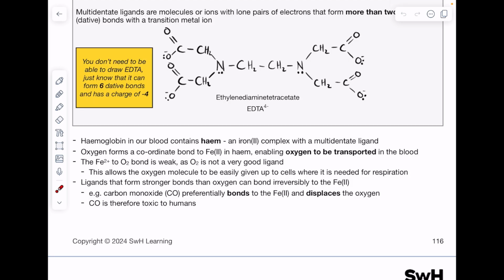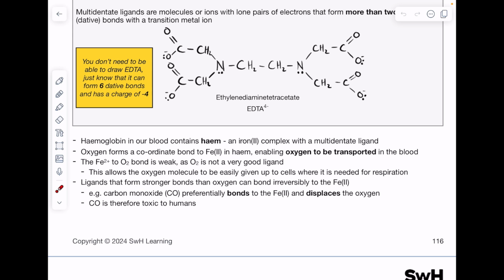Now you'll be familiar with hemoglobin. It's a pigment found in our red blood cells. It actually contains heme, which refers to the fact that it contains an iron 2 complex with a multidentate ligand. Here, oxygen forms a coordinate bond to the iron 2 in heme, enabling the oxygen to be transported in our blood, which is used in respiration. The Fe2+ to O2 bond is weak, as oxygen is not a very good ligand, and this means that the oxygen molecule can be taken up easily by cells where it's needed in respiration.